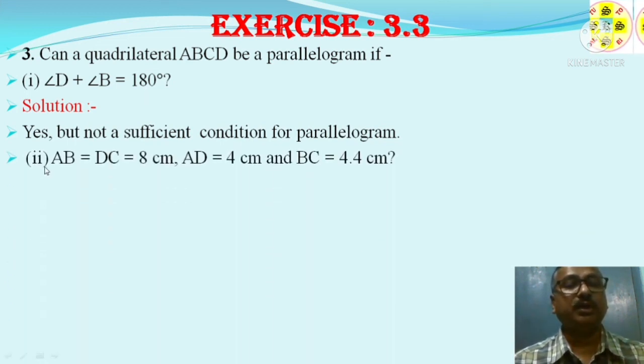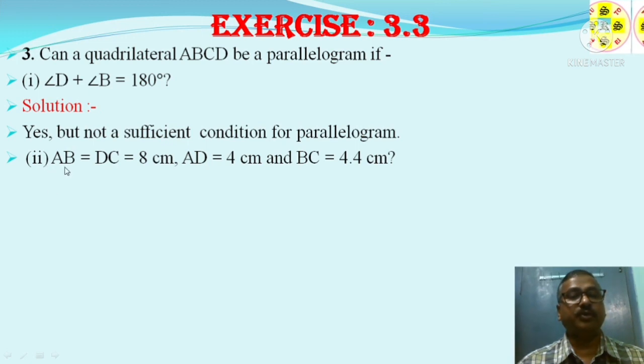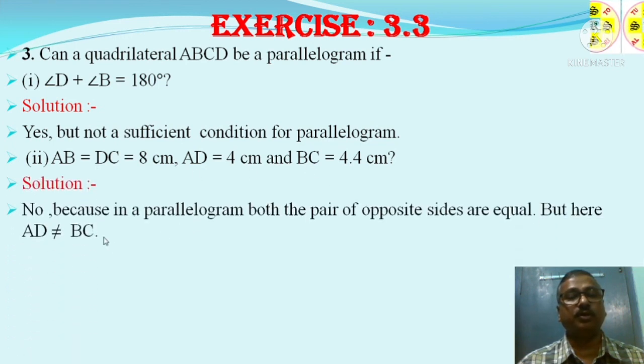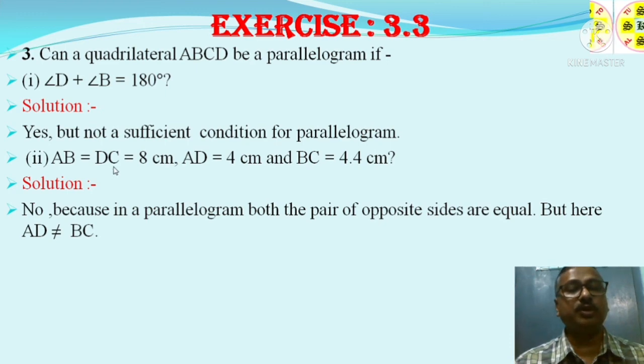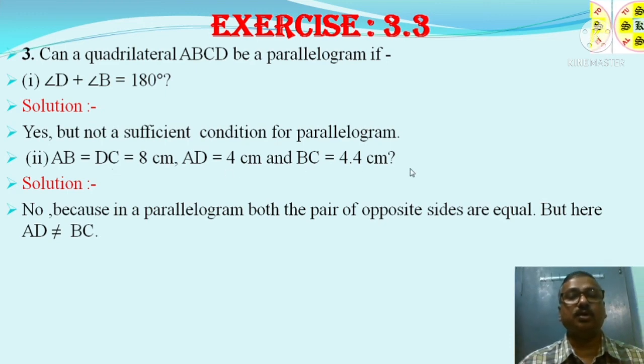Now see, same question, second part. If AB equal to DC equal to 8 centimeter and AD equal to 4 and BC equal to 4.4, this is not a parallelogram, since one pair of opposite sides is equal but the other pair of opposite sides is not equal. In a parallelogram both pairs of opposite sides are equal, but here AD is not equal to BC. So this is not a parallelogram.